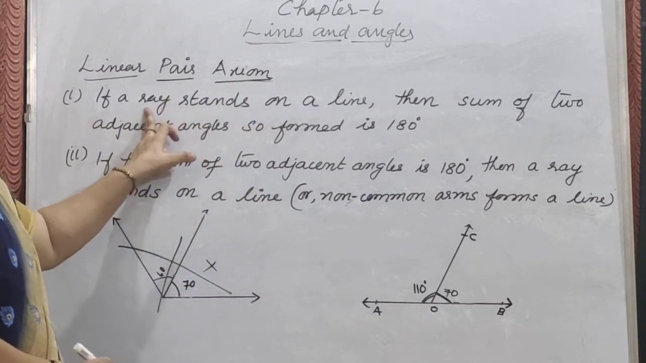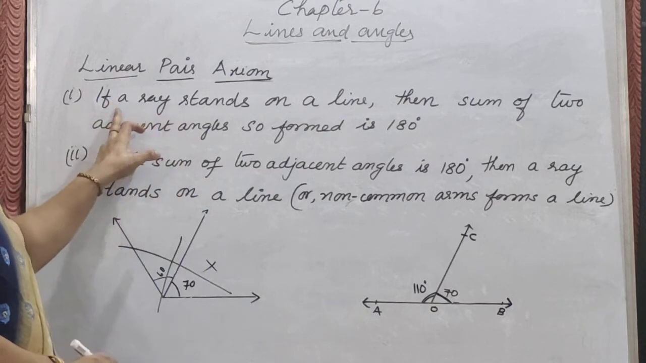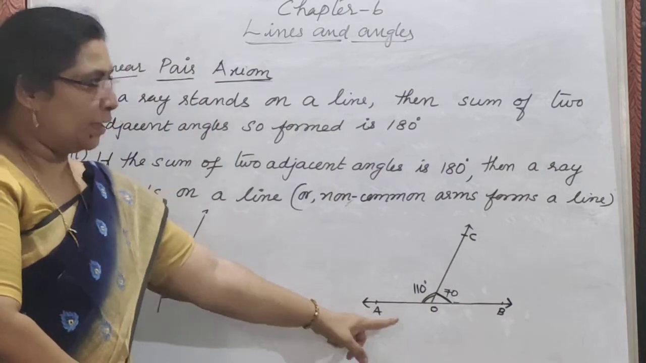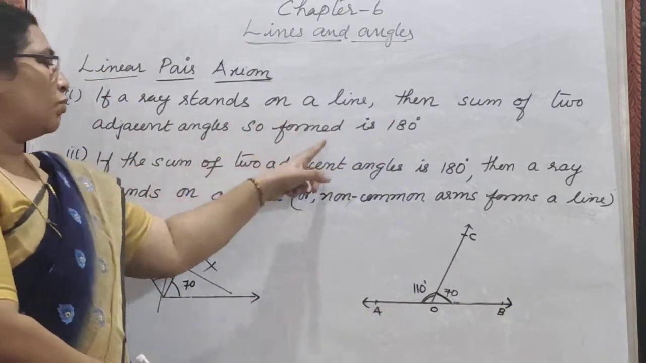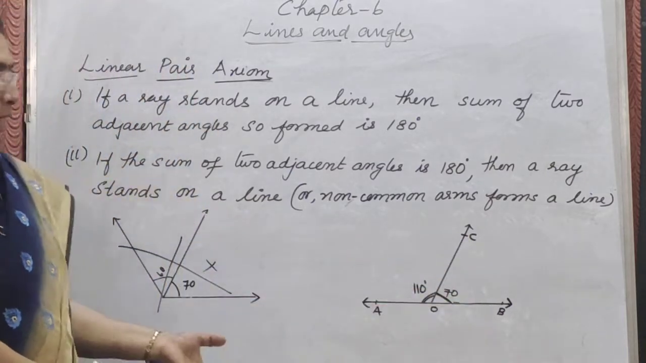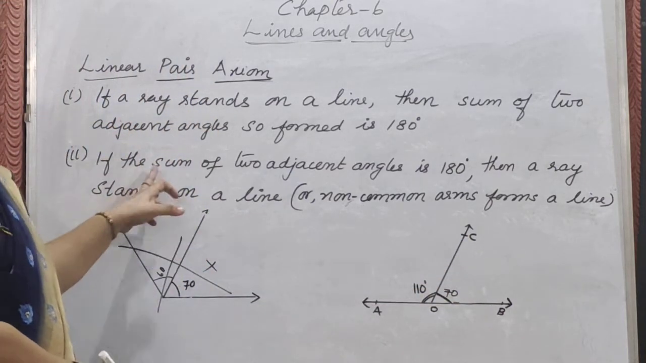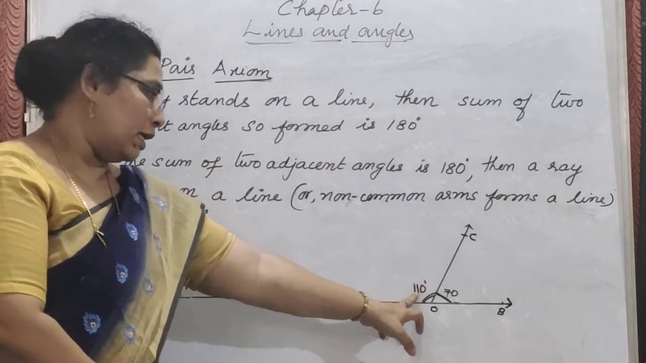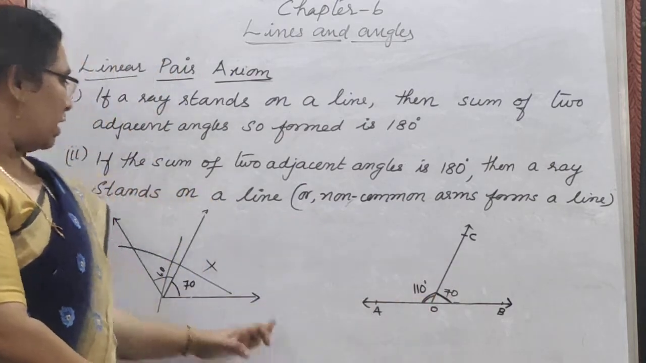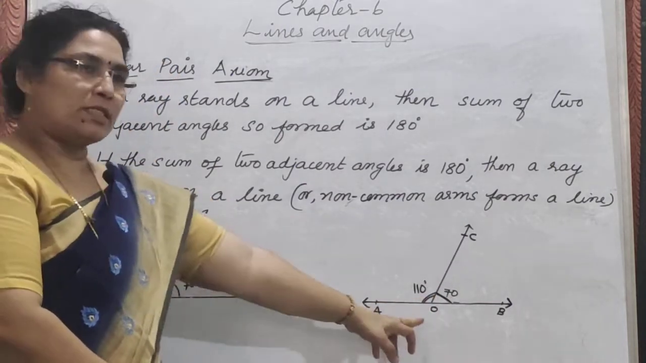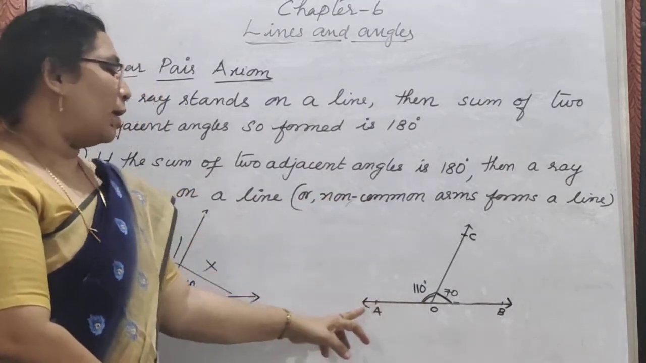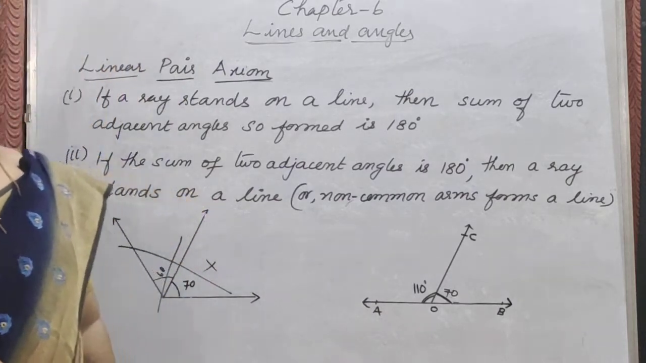Once again, what does the statement say? You have to learn this clearly. If a ray stands on a line, that means OC stands on AOB, the sum of the two adjacent angles so formed is 180 degrees. Which are they? AOC and BOC. The sum is equal to 180 degrees. Now the converse: if the sum of two adjacent angles is 180 degrees, then the ray OC stands on the line AOB, or we can say that the non-common arms OA and OB form a line.